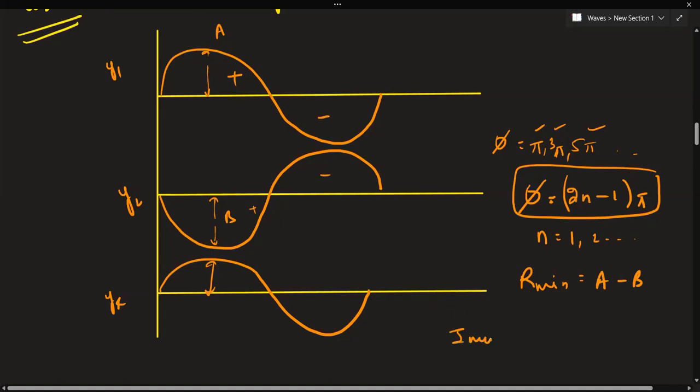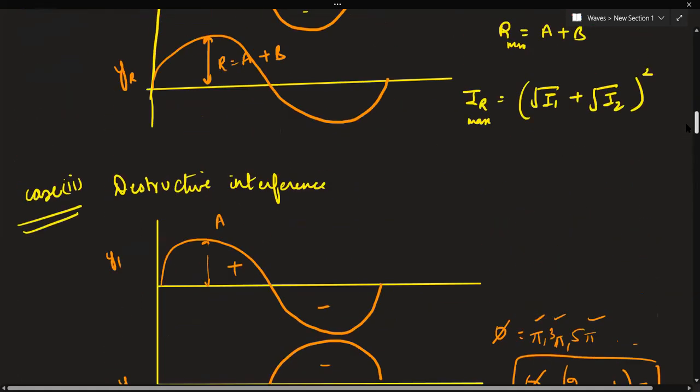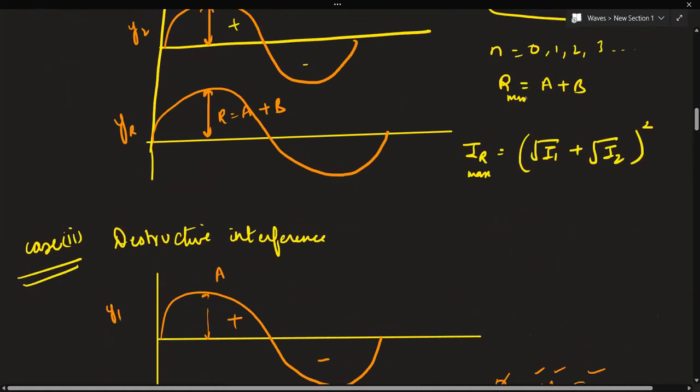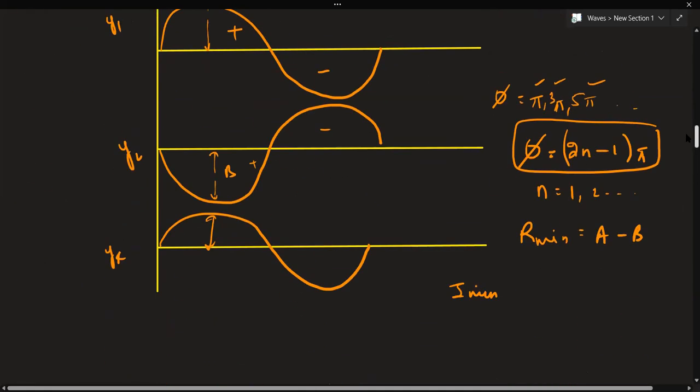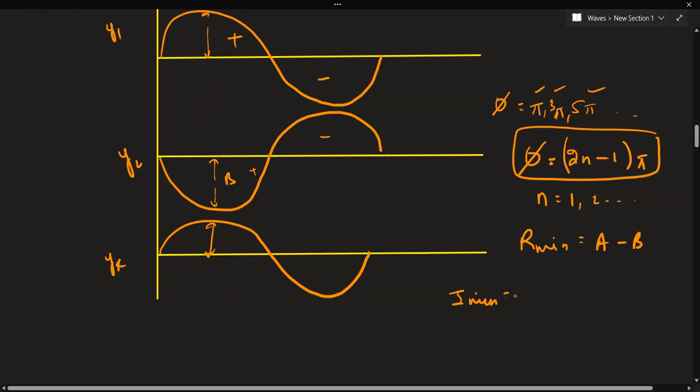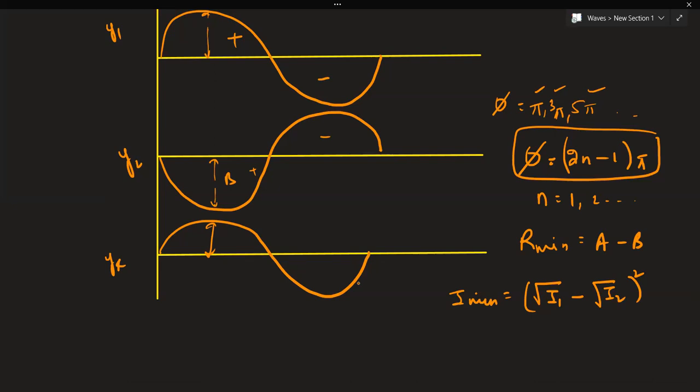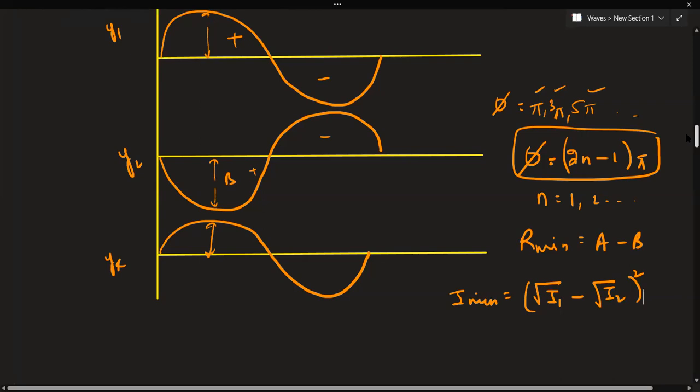And again, the maximum intensity was what? Under root I1 plus under root I2, whole square. In this case, the resultant minimum intensity will be under root I1 minus under root of I2, whole square. Is this clear? Yes, ma'am. Okay, constructive interference and destructive interference, just note them down as well, then we'll do a question.